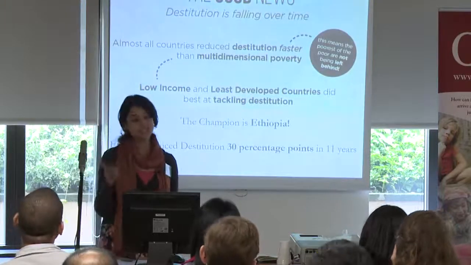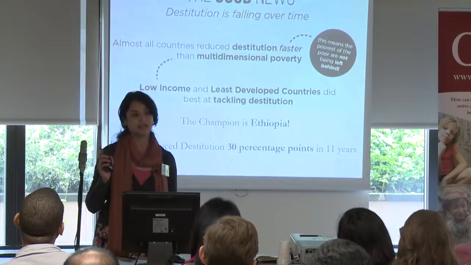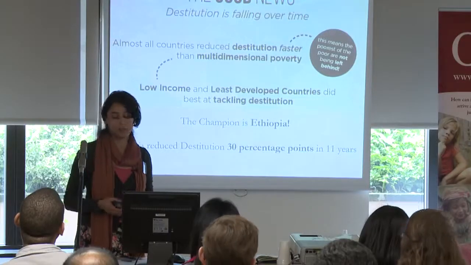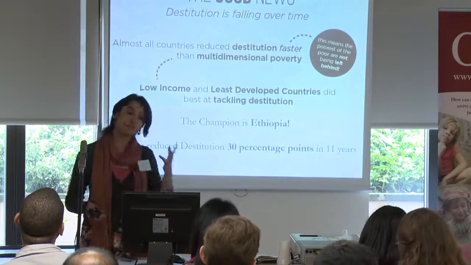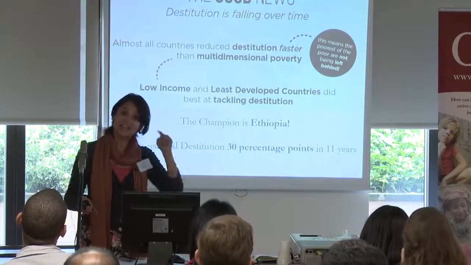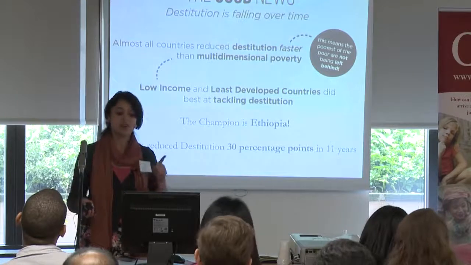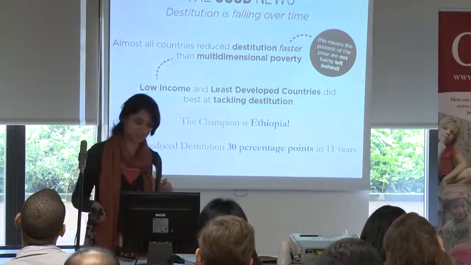But the good news is, again, we see that a lot of the poor countries are the ones that are reducing destitution faster. Some of the countries are Ethiopia, Niger, Nepal, and Bolivia, but Ethiopia has emerged as a champion. Again, like with MPI poverty, we also see that the least developed countries and the low-income countries are doing the best at tackling destitution.